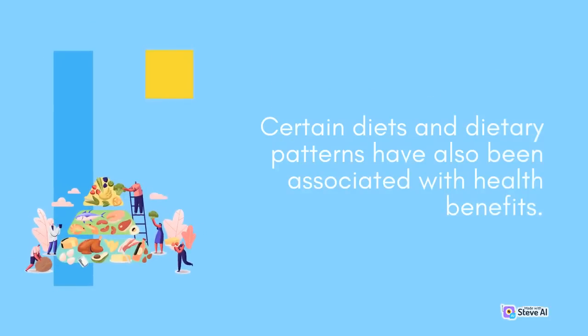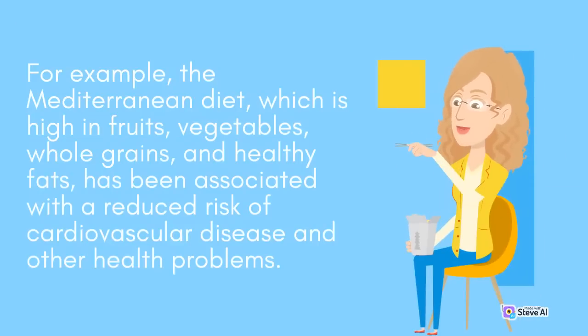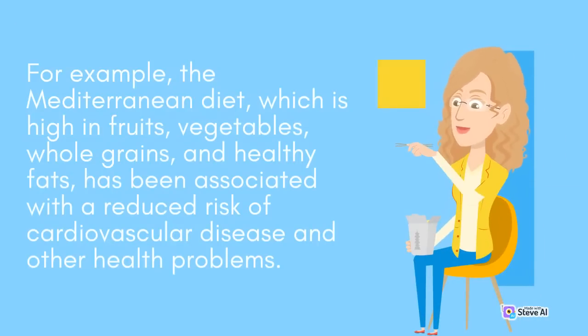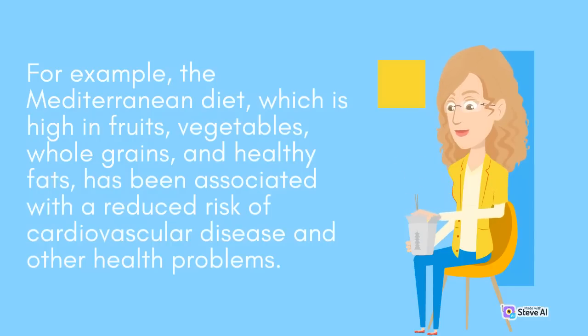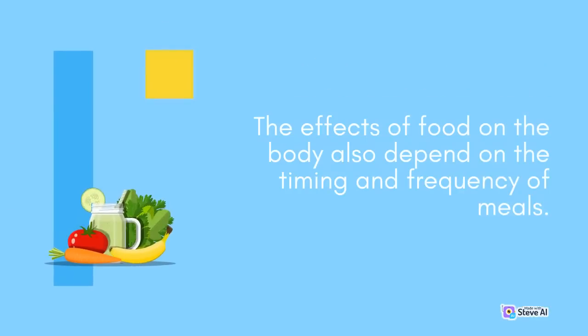Certain diets and dietary patterns have also been associated with health benefits. For example, the Mediterranean diet, which is high in fruits, vegetables, whole grains, and healthy fats, has been associated with a reduced risk of cardiovascular disease and other health problems. The effects of food on the body also depend on the timing and frequency of meals.